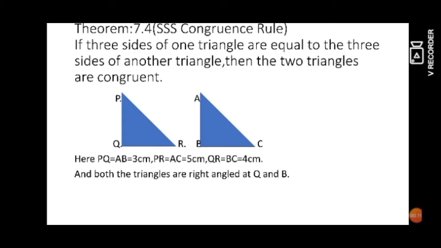Friends, good morning students. Today we are going to discuss some examples on triangles, and it is part 3. First theorem that we are going to come across is the SSS congruence rule. This congruence rule states that if three sides of one triangle are equal to the three sides of another triangle, then the two triangles are congruent.